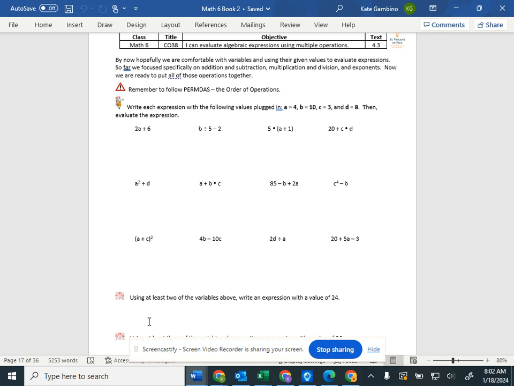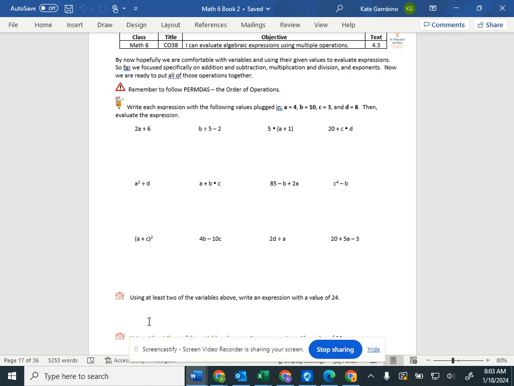So the last two objectives, we were just writing the expression or writing the verbal phrase. Now when we evaluate, even though there's no equal sign, we're doing the math. So we're going to be using multiple operations to do some math. By now, hopefully we are comfortable with variables and using their given values to evaluate expressions. So far, we focused specifically on addition and subtraction, multiplication and division, and exponents. Now we're going to put all those operations together.